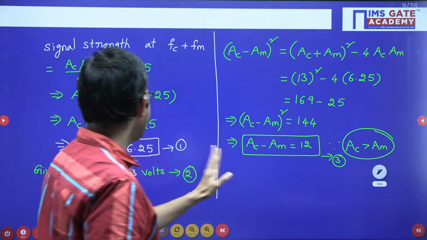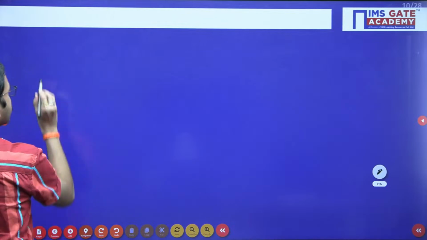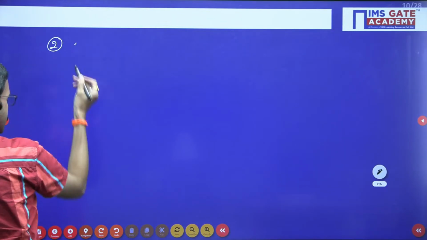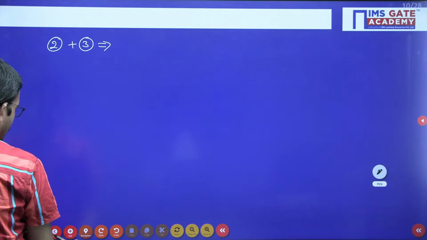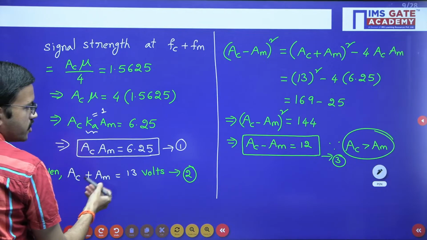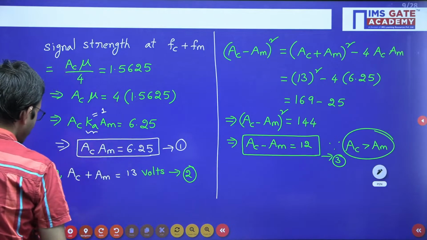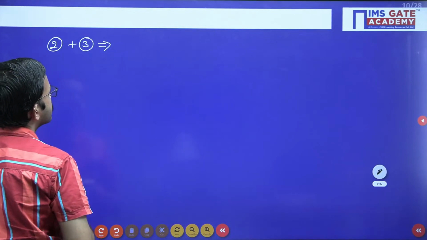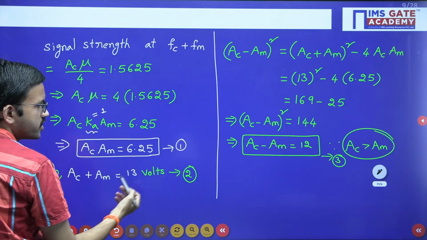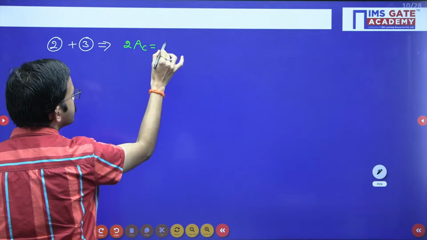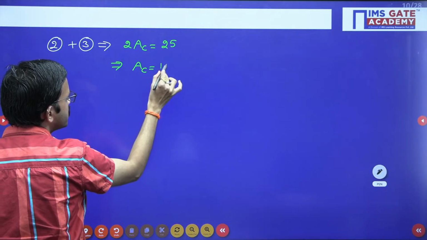Okay, you can just add equation number 2 and 3. So here when you are adding both, AM will get cancelled, so that means you are going to get 2 times AC. 2 times AC is equal to 13 plus 12, that is nothing but 25. So from here you will get AC equal to 25 by 2, that is nothing but 12.5.